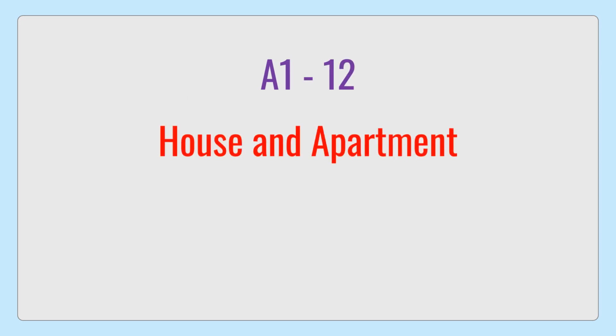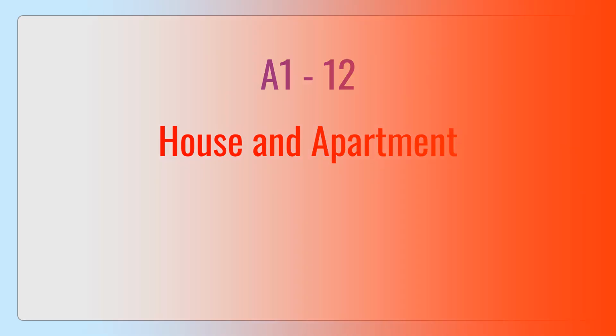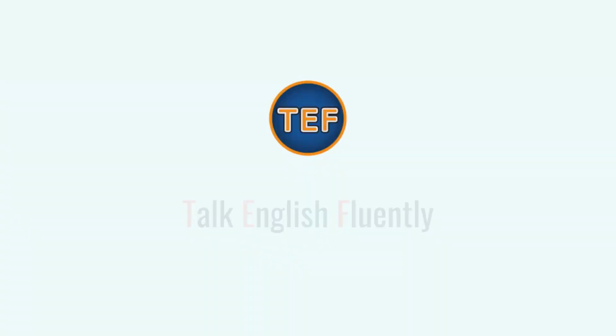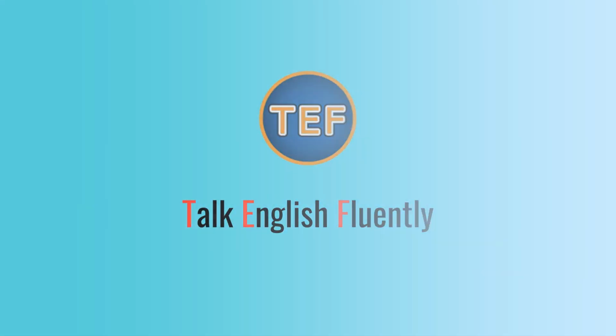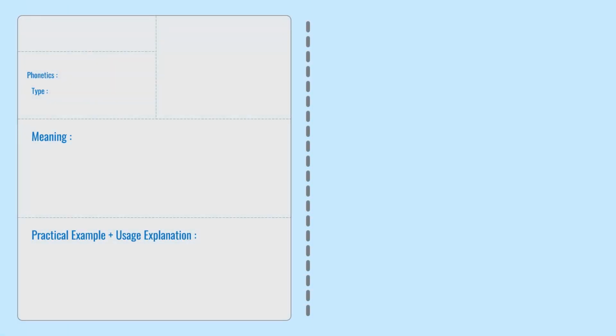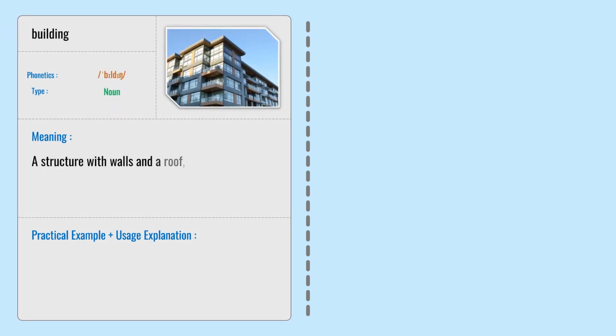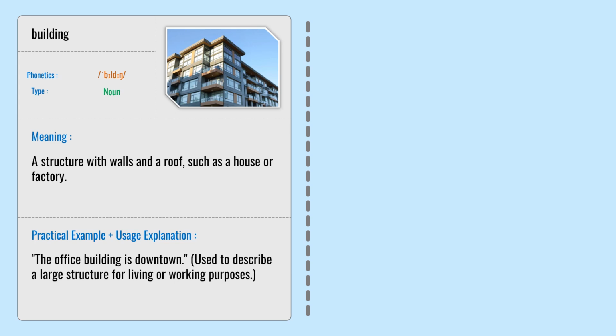House and apartment. Building. A structure with walls and a roof, such as a house or factory. The office building is downtown. Used to describe a large structure for living or working purposes.